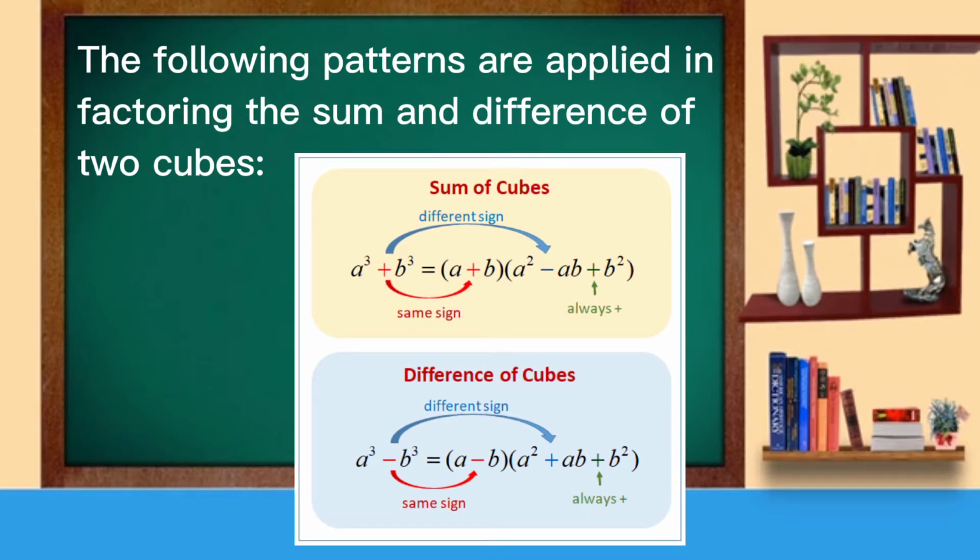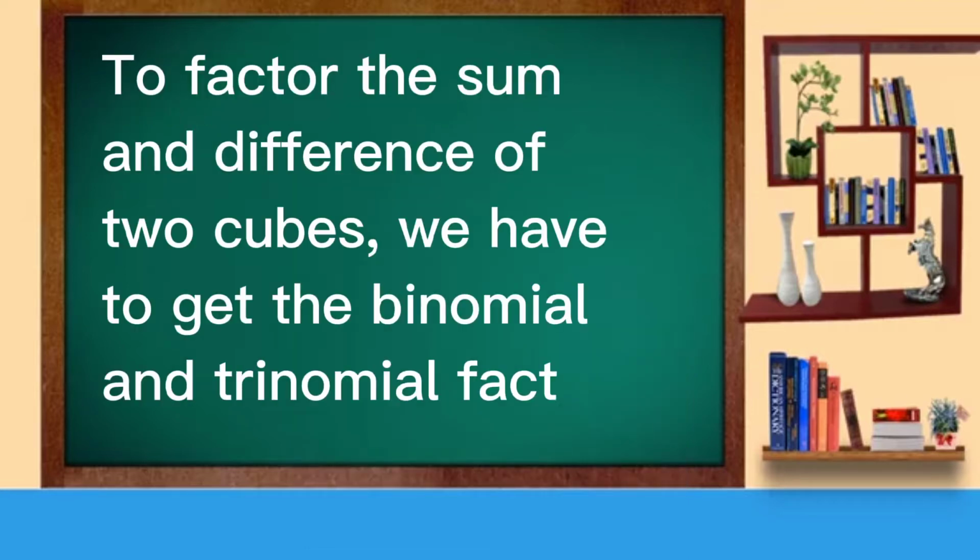Sum of cubes: a cubed plus b cubed equals the quantity of a plus b times the quantity of a squared minus ab plus b squared. Difference of cubes: a cubed minus b cubed equals the quantity of a minus b times the quantity of a squared plus ab plus b squared. To factor the sum and difference of two cubes, we have to get the binomial and trinomial factors.